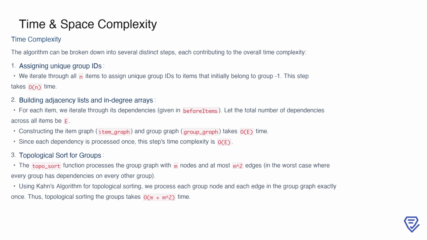After that, we perform a topological sort on the groups. With m groups in total, where each group could potentially depend on every other group, the group graph has at most m² edges in the worst case. Using Kahn's algorithm for topological sorting, we process each node and edge exactly once, leading to a time complexity of m plus m squared for this step.